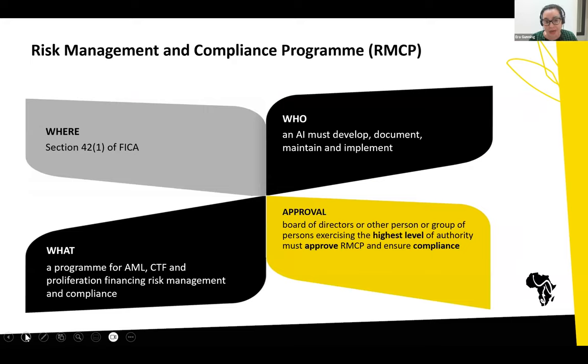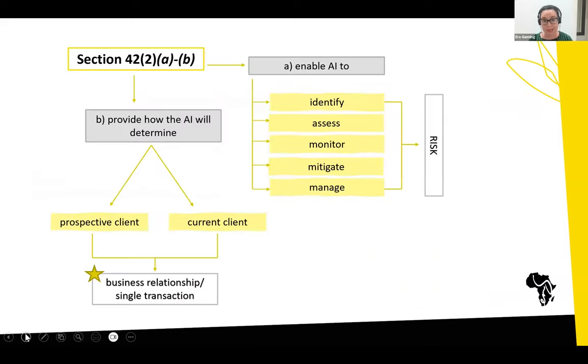And you have to conduct training. Now FICA is not specific on how often and how long such training must be, but training must be conducted. As far as your RMCP is concerned, it has to be approved by the highest level of authority, such as your board of directors or senior management. Very importantly, you must use Section 42 of FICA as a checklist, and you must literally check that your RMCP covers absolutely everything addressed in Section 42. If the Financial Intelligence Centre, the FIC, had to mark you, it would also use Section 42 and check that you do comply with each provision.